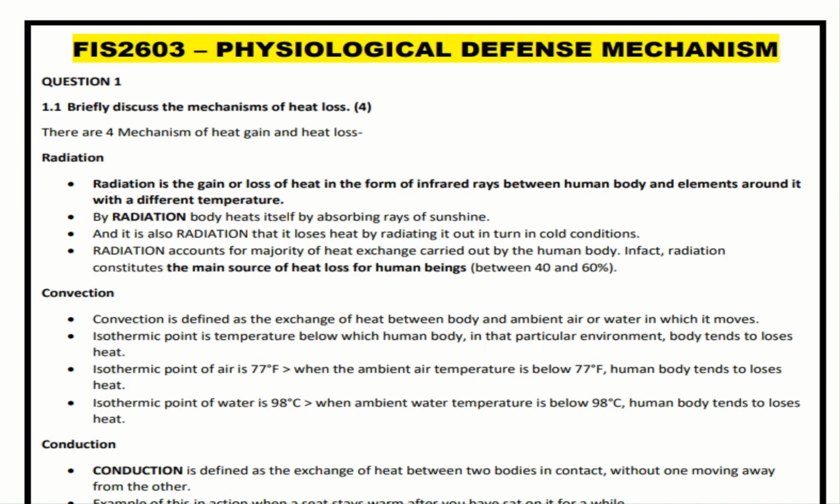There are four mechanisms for the heat loss, which is radiation, convection, conduction, and evaporation. Radiation is the gain or loss of heat in form of infrared rays between human body and element around it with a different temperature. By radiation, body heats itself by absorbing rays of sunshine, and it is also by radiation that it loses heat by radiating it out in turn in cold condition. Radiation accounts for majority of heat exchange carried out by the human body. Infrared radiation constitutes the main source of heat loss for the human being.